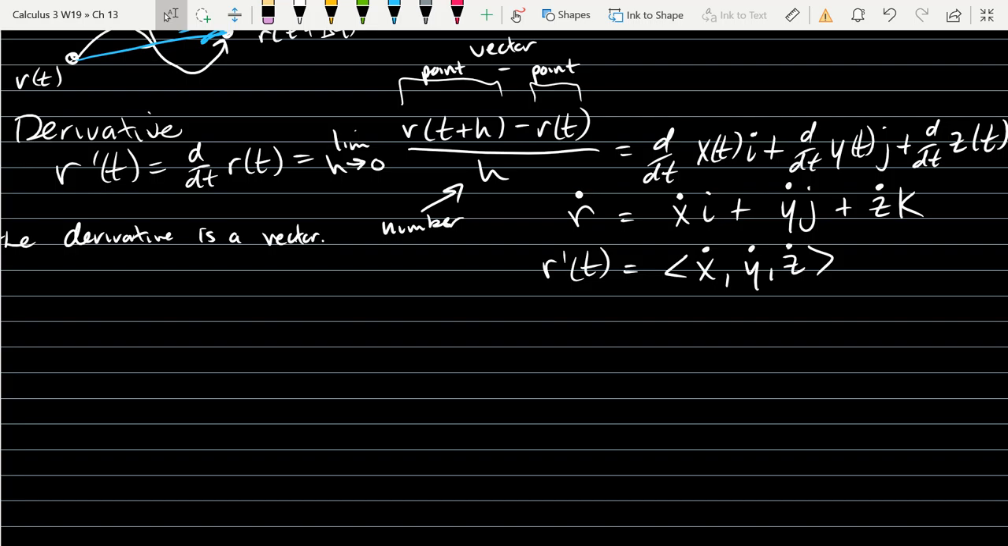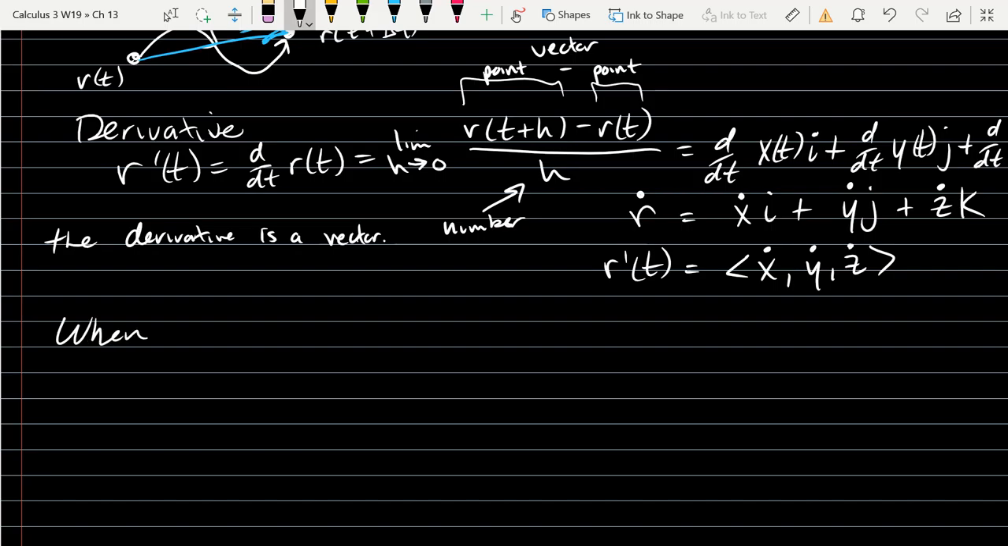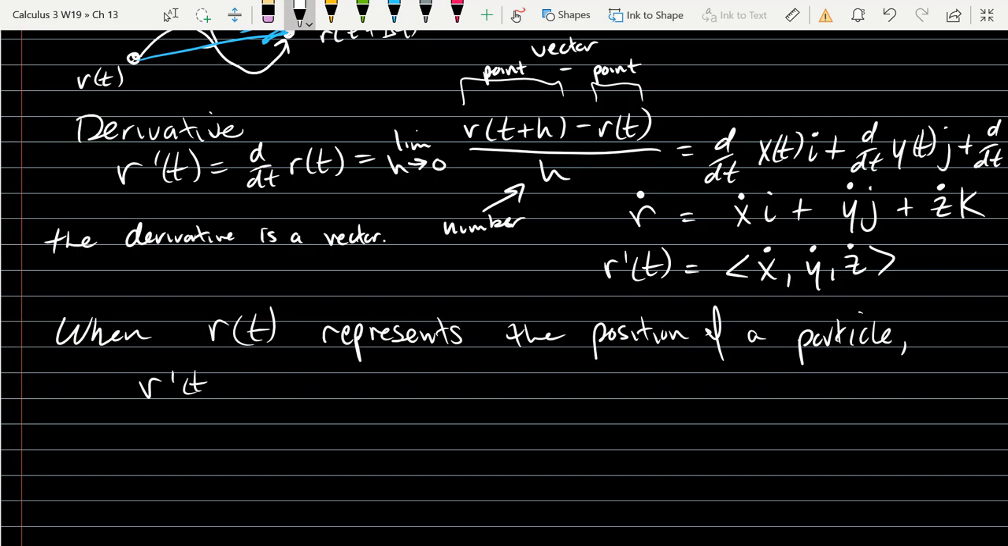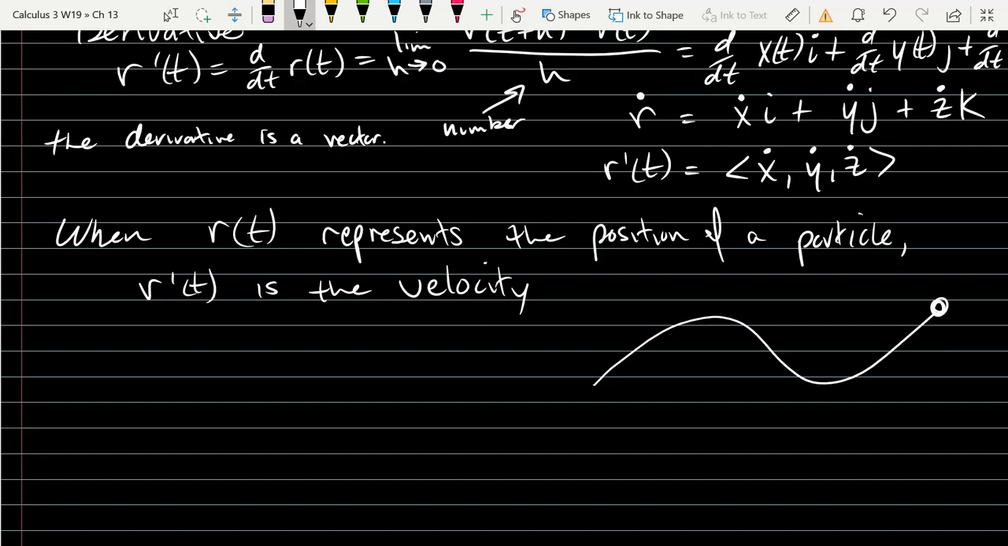So when we looked at derivatives originally, we looked at derivative as a rate of change, and the derivative of the position function would be the speed, or the velocity. And that's still true now. So r of t represents the position of a particle. R prime of t represents the velocity. So if we look at that curve that was drawn earlier, beginning and ending, if I pick some point along the way, I'll pick this point right here. What color do you use for velocity? Blue? All right, we'll go blue.